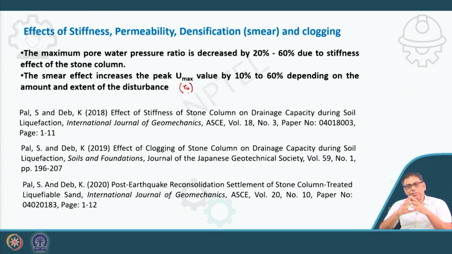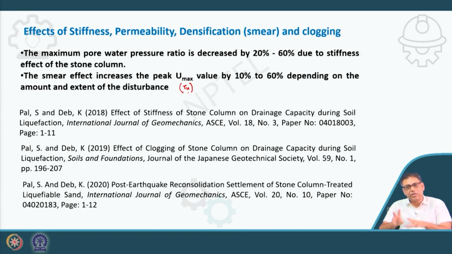So it is a combination of two effects in the smear effect: because of densification, the permeability is reducing and the compressibility is also reducing, but the permeability reduction has the more significant effect. Because of this reduction, the water travelling from the soil to the column will, if some portion of the soil has reduced permeability, take more time to dissipate the excess pore water pressure. So its drainage performance will be reduced.